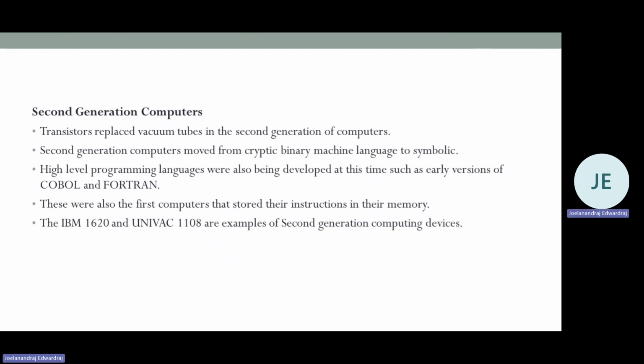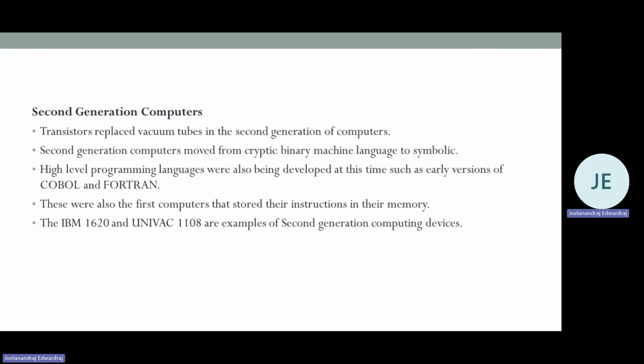Value 0 means there's no circuit, right? There's no electron flow to the circuit, so it will be off. 1 means there will be electron flow, that will be on. So they started controlling like this.